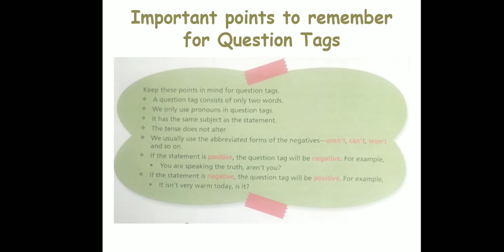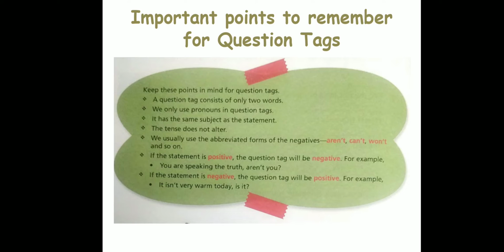Some important points to remember for question tags. This I have taken from your book. There are some important things which you have to keep in mind if you're solving any exercise of question tags. Let's read this. Please follow the points over here, okay? Just keep a track of the points as I discuss. First one is, a question tag consists of only two words. Question tag will only have two words. So the last two sentences I discussed, first had can't you, so only two words, and then next one had do you, only two words. Question tag will only and only have two words, okay? It can be not less than two words, it cannot be more than two words.